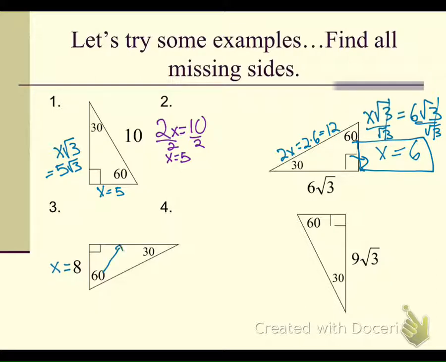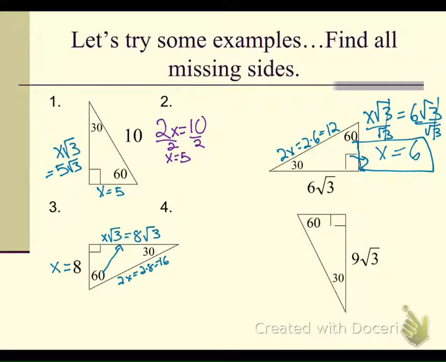So across from our 60, we have x square root of 3. So here we know across from our 60 is x square root of 3. We take our x value, which was 8, and we substitute it in: 8 square root of 3. And then our last part here is to find our hypotenuse. Our hypotenuse is 2 times x. So that's the side across from our right angle. So that's going to be 2 times 8, which is 16.